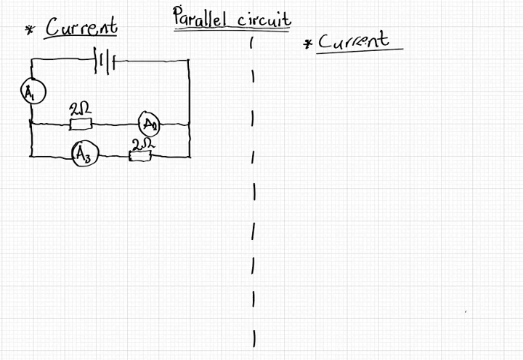So now here is our parallel circuit. A parallel circuit is a circuit which has two or more paths for current to flow through, or for charges to flow through. Remember, the charges will be flowing from the positive terminal to the negative terminal.